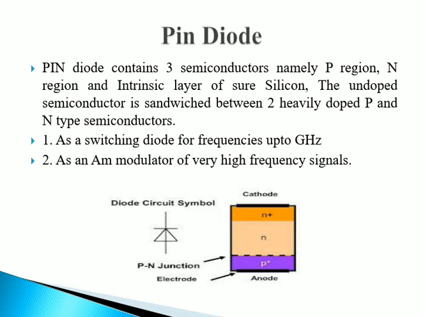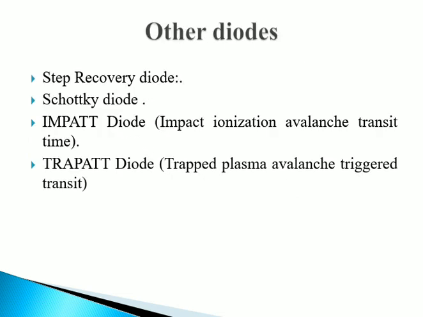Next, we have some other diodes like the step recovery diode, Schottky diode, IMPATT diode and TRAPATT diode. These kinds of questions will be asked only for 5 marks, wherein you have to write the definition, and you have to remember the working of these diodes and their applications, right? I'm just going to explain them briefly. You can refer to the notes which I have given in the class, but you have to study the detailed definition, working and applications of all these.